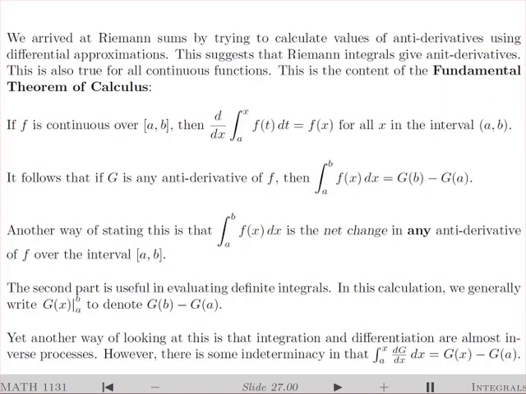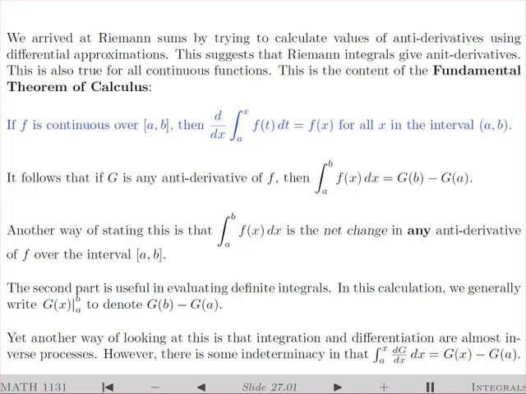The fact that it does, at least for continuous functions, goes by the name of the fundamental theorem of calculus. It connects the two basic processes in calculus, differentiation and integration. So the formal statement is that if f is continuous in the interval from a to b, then if you take the definite integral from a to x of f, that defines a function of x, and its derivative is the original function f of x. This is true also at the endpoints if you use one-sided derivatives.